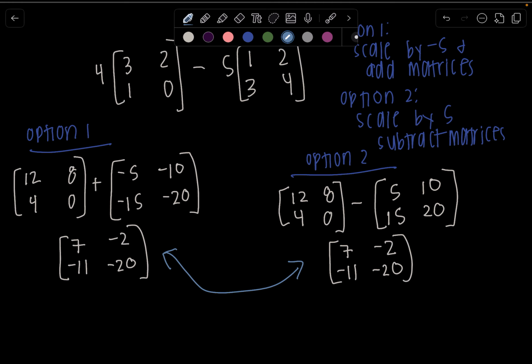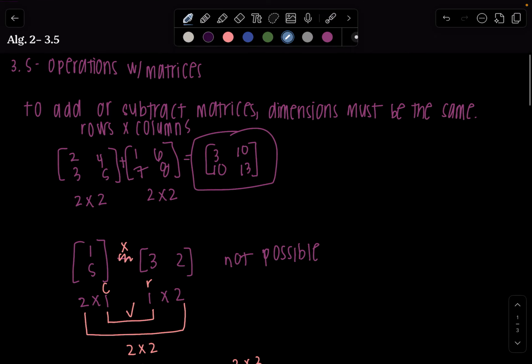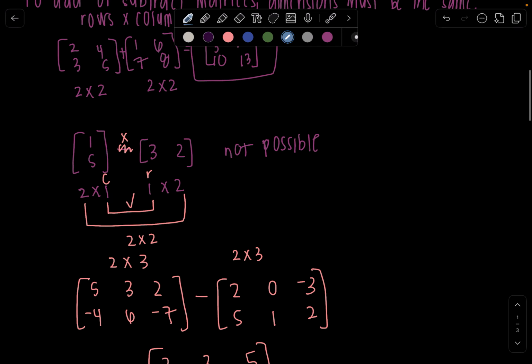This is it for 3.5. So 3.5 is scaling, adding, subtracting, working with the operators, and then knowing when something is not possible. The other thing is, if you know it's not possible, don't do the work. Check the dimensions, see if you can even do it. If you can't do it, mark it, move on, get to the next one.